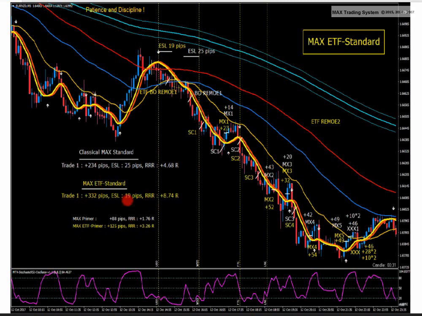And because we also have a smaller stop loss than previously, the increase in the reward to risk ratio is really important, almost double that of the max standard. And we multiply by several times the reward to risk ratio of the max primer, classical or ETF. And so you see here the benefit of using the ETF concept, which redefines in another way what we call the directional movement. We redefine the trends in another way, which helps us to have many more opportunities and to increase the result.